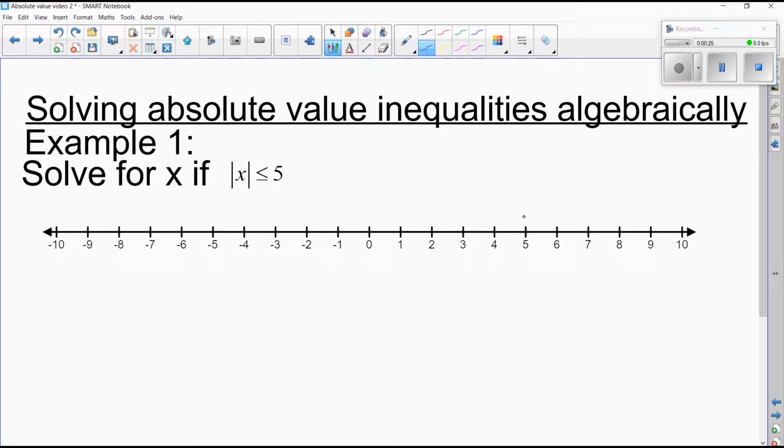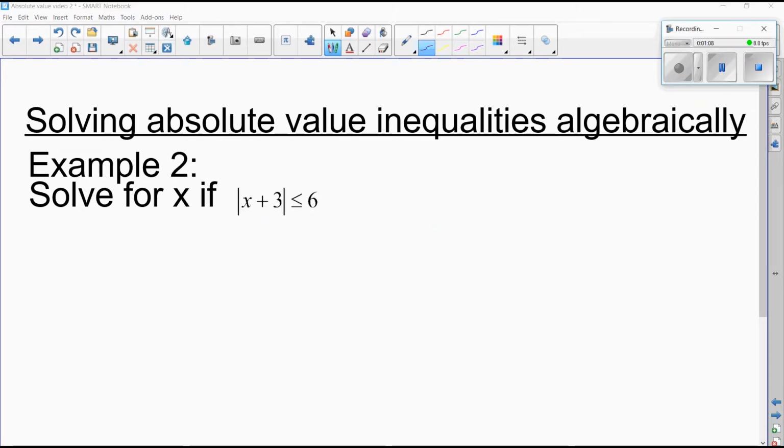So the first number I'm going to start with is the number 5, because the number 5 is exactly 5 units away from 0. And any number less than 5 will be less than 5 units away from 0. Looking at negative 5, I see that negative 5 is exactly 5 units away from 0, or from the origin. And any number greater than negative 5 will be less than 5 units away from the origin, or from the 0. So my solution will be x is less than or equal to 5, and at the same time it must be greater than or equal to negative 5.